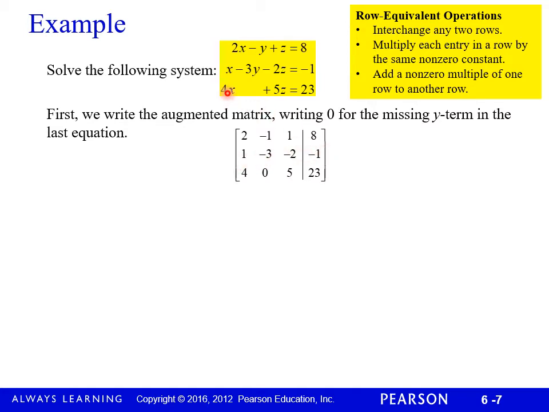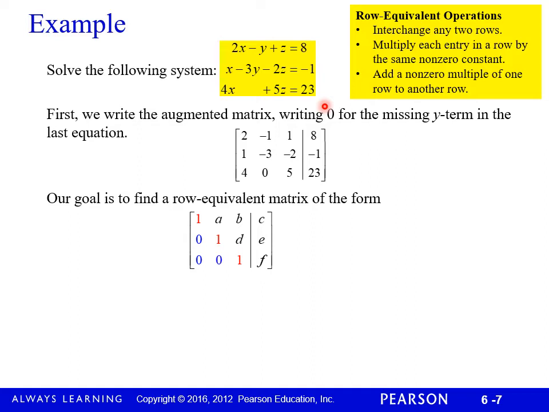And the third row should be 4, 0, 5, 23. Okay? And so that's the first thing we need to do when we have a system of equations: make sure they're in standard form. That means each of the variables is in a column, and all the constants are on the right side of the equal sign.